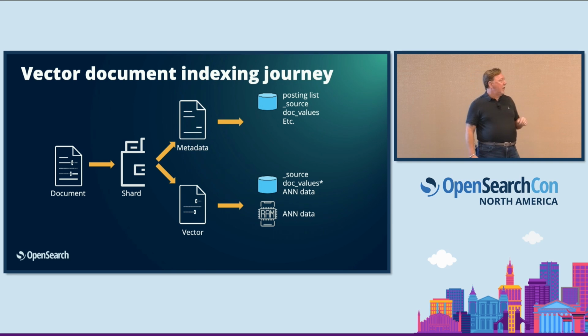On the vector side, we're storing source, and then we're storing vectors also in doc values. And we also have, if you're using approximate matching, we have ANN, approximate nearest neighbor data that's stored there as well. For approximate methods, we also put ANN data into RAM itself.